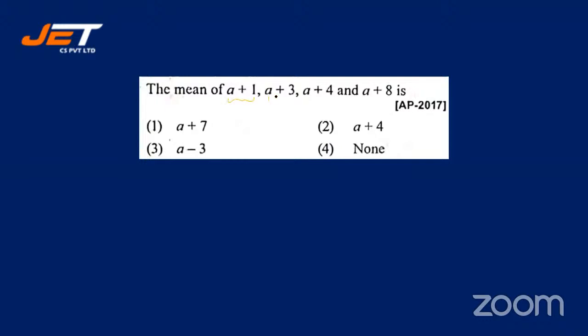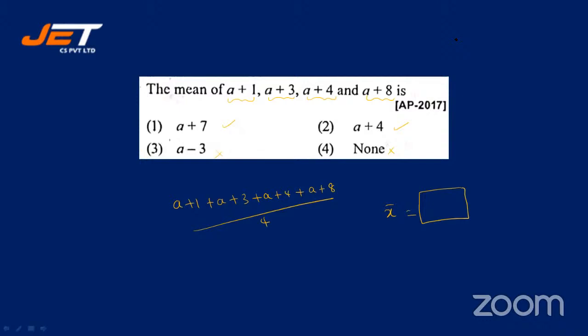So this is 1, 2, 3, 4. Isn't it? So we know mean is nothing but the average. Add up everything and find out the average. So A plus 1 plus A plus 3 plus A plus 4 plus A plus 8 divided by 4. That's it. So mean can be represented as X bar. Isn't it? Now give me the answer. What is your answer? Definitely your answer will come A plus something. It cannot come A minus. So this is ruled out. And it cannot be none. So it should be one of these two. Clear?